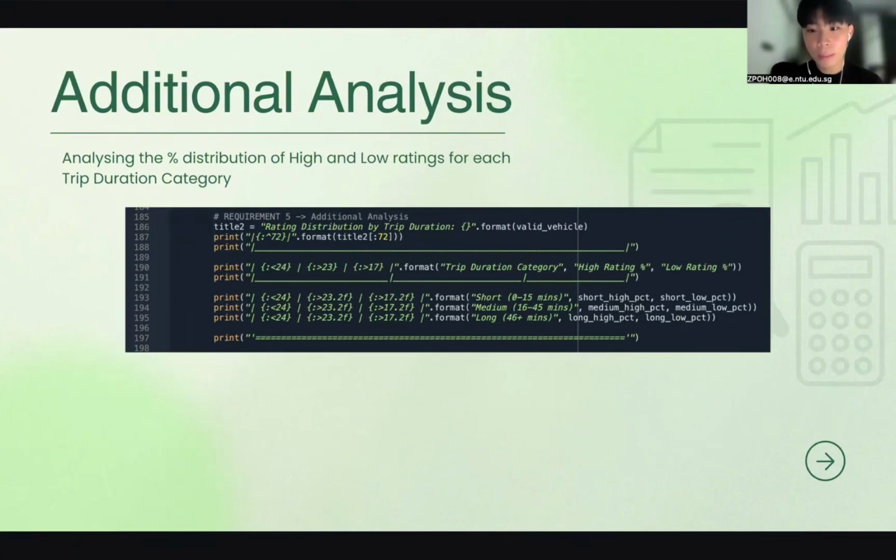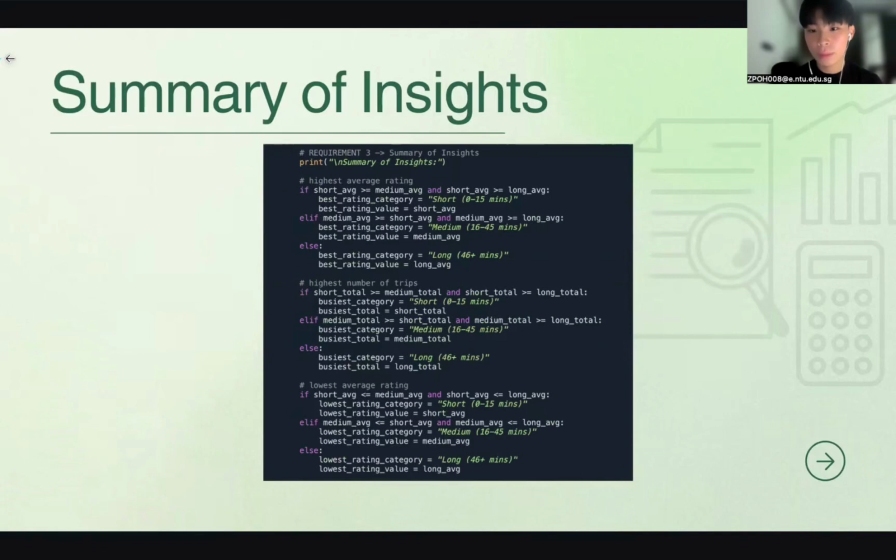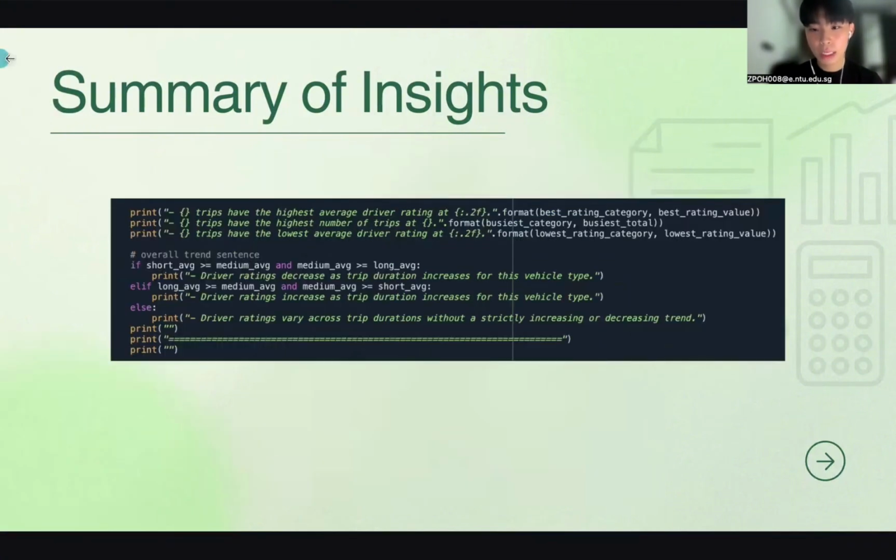Lastly, we also have our summary of insights mentioned in requirement 3. So for this, we will display the trip duration with the highest and lowest average rating, as well as the trip duration with the highest number of trips. Furthermore, we will also display whether the average driver ratings increase with, decrease with, or are not affected by increasing trip duration. This trend here will hopefully provide greater insight for our user.